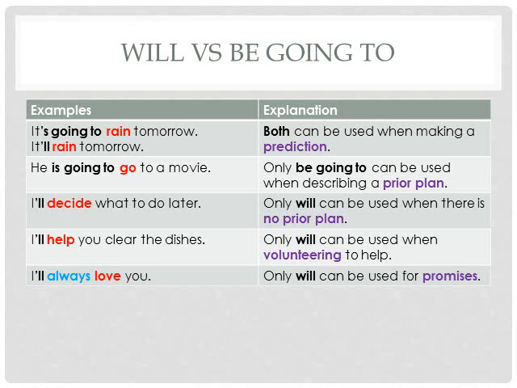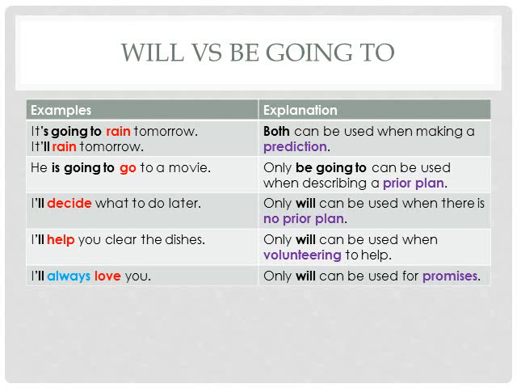However, only be going to can be used when you're describing a prior plan. So he's going to go to a movie. By prior plan, what I mean is that right now, when we're saying he is going to go, he already had a plan to go to the movies. Okay, so what we can't say in this situation is he will go to the movies. Okay, because there already is a prior plan.